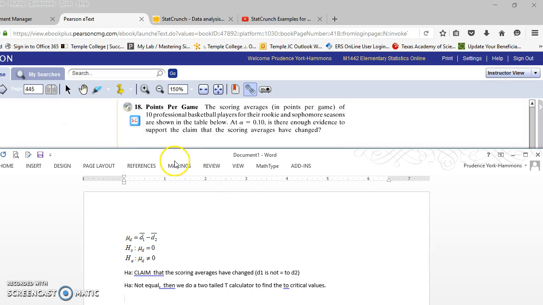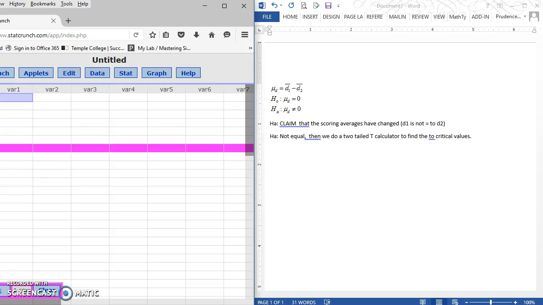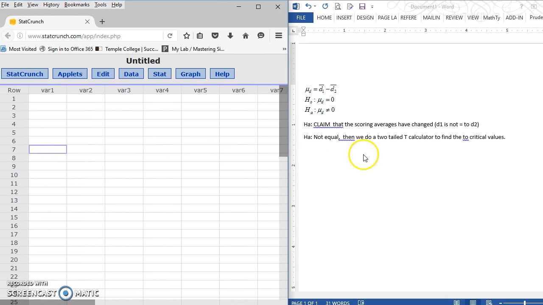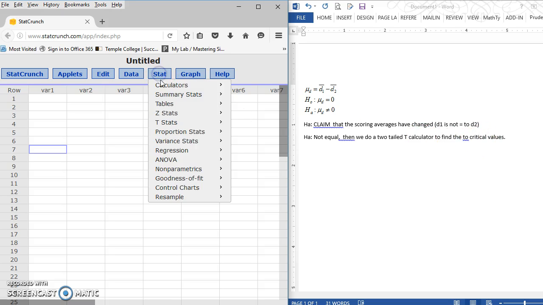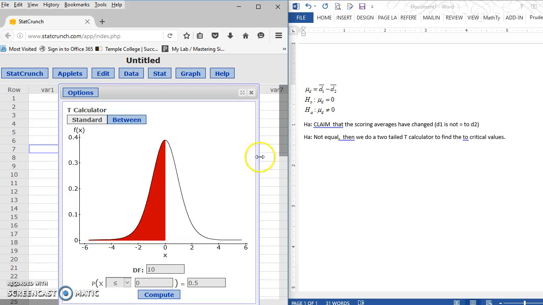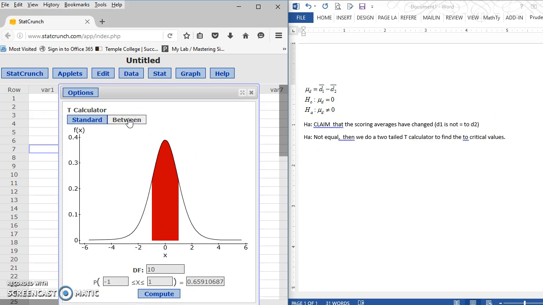So I'm going to pull up StatCrunch and come back here in just a second. All right, so we are back in StatCrunch. I've got a blank data table, and I'm going to run the T calculator to find the critical value. So I have to go to Stat, Calculators, and a T calculator. Now, because this is two-tailed, that means we're going to have to use the between option.